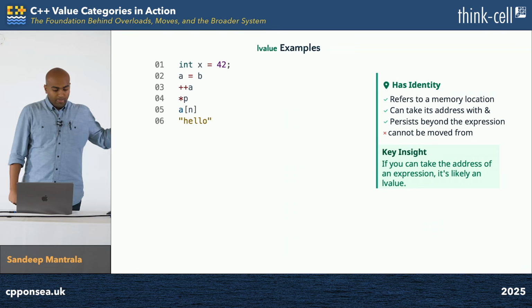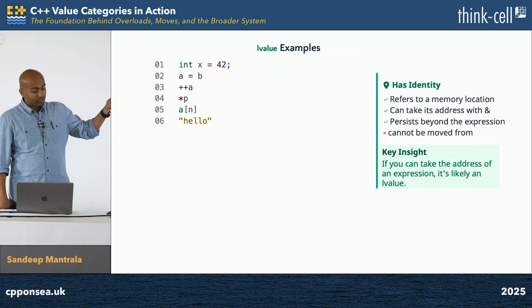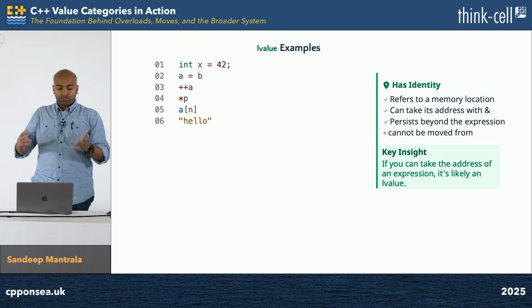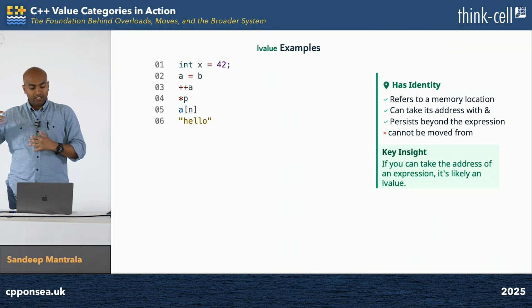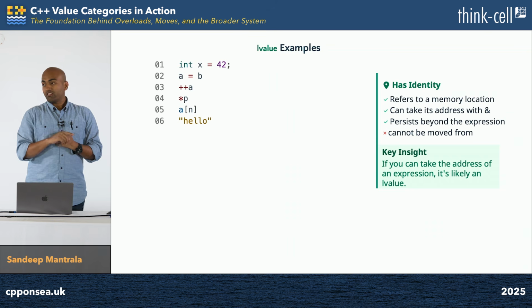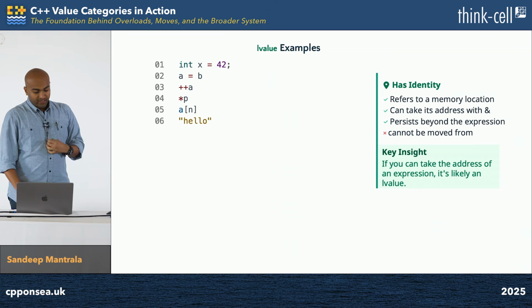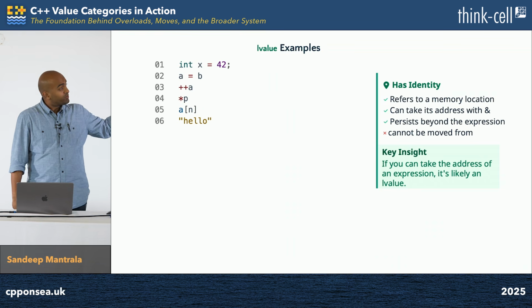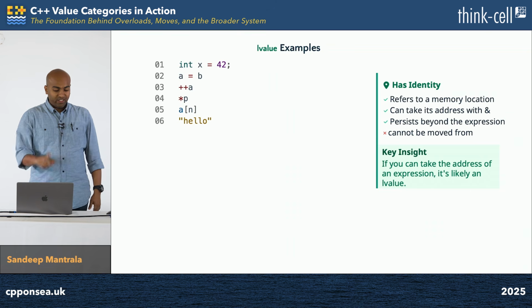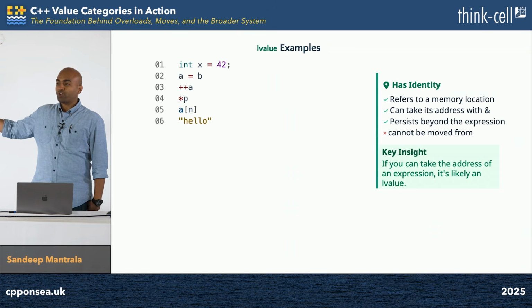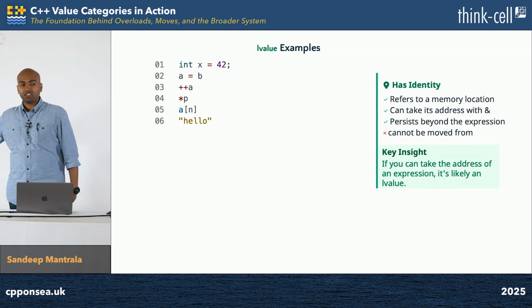Plus plus A, it's a pre-increment operator. So it is an L value because at the end of it, it returns A after the value is incremented. If you notice, post increment is not here. So post increment is not an L value. We'll see that in the next slide. Referencing a pointer, I think everybody believes that it is an L value. Same is the case with accessing an array element, and a string literal, not a string. String literal is also an L value. So this might be a little surprising.